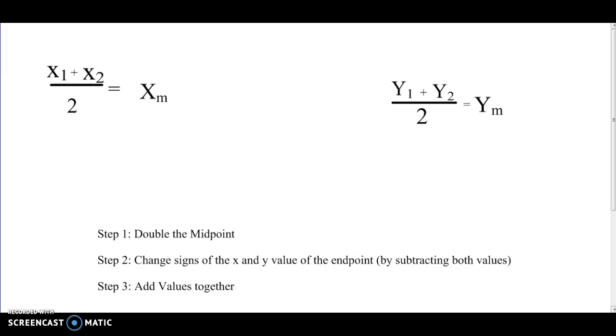So think about it for a second. If we wanted to solve for one of these x's, because one of the endpoints is x1, y1, and one of the endpoints is x2, y2, the first thing you would want to do is move this 2 over from the left side to the right side. The only way to do that is to do the opposite. Since we're dividing by 2 over here, we're going to multiply both sides by 2. That'll cancel it out on this side, and then it'll bring it over to this side. So our first step is going to be to double the midpoint.